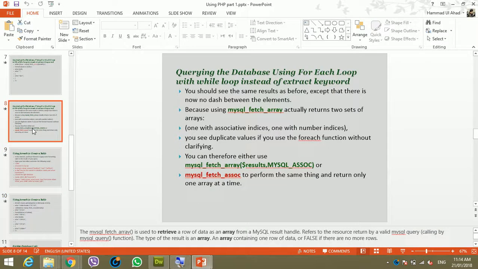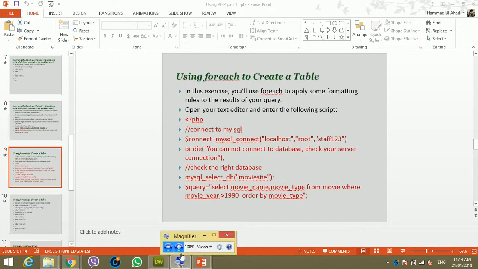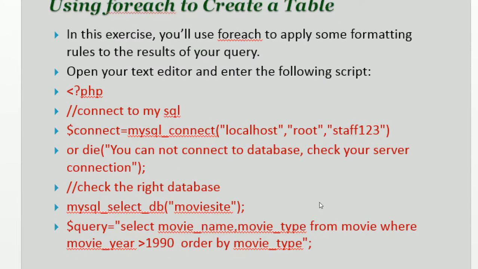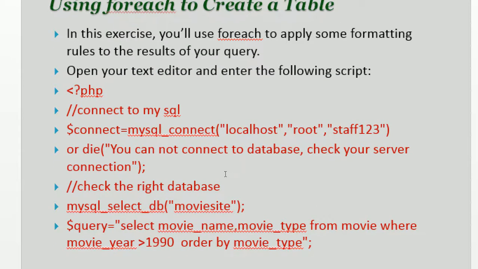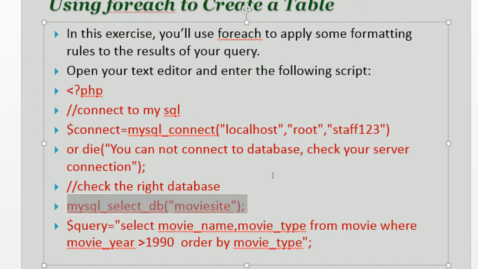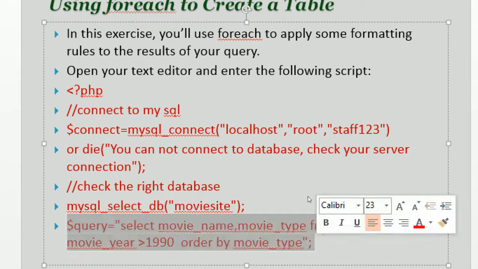Now, how to create a table in the browser? So till this point, it's the same. All the things are the same. This is the connect string. This is for the connection. This is for selecting the database, and this is my query.